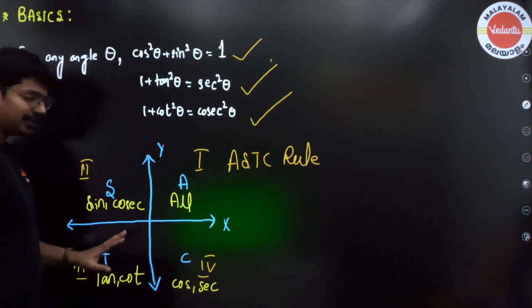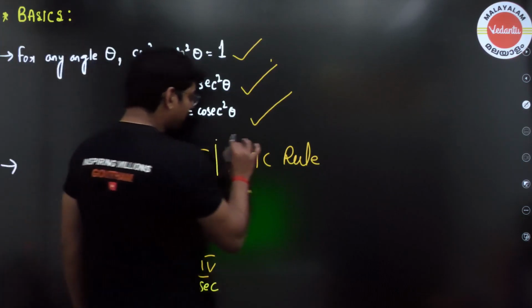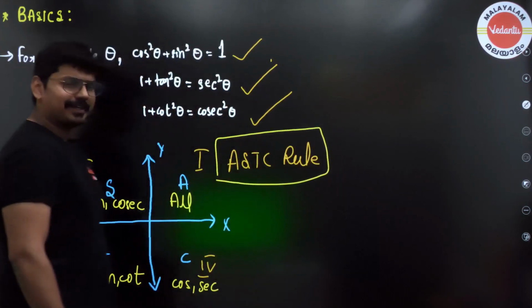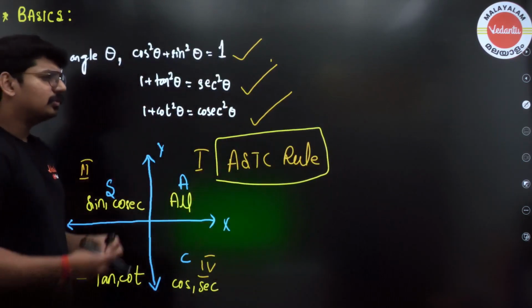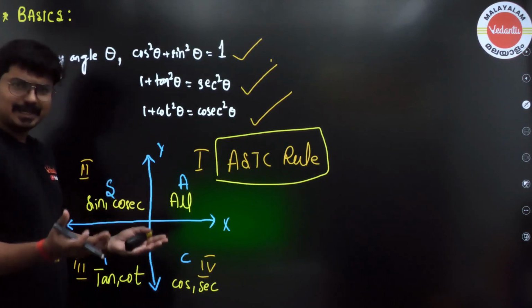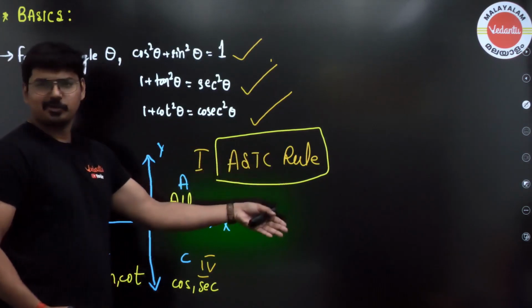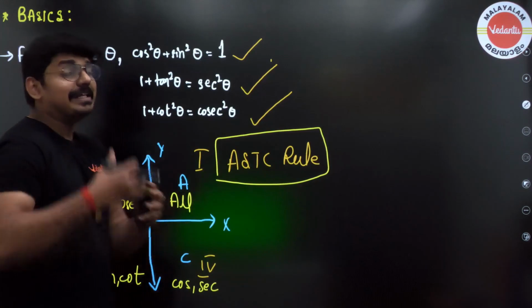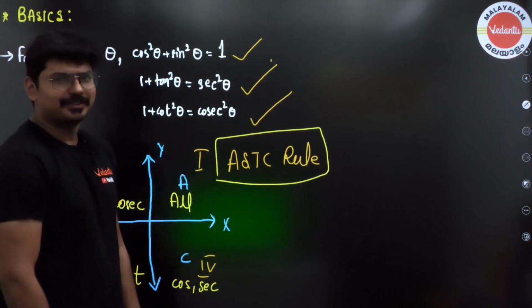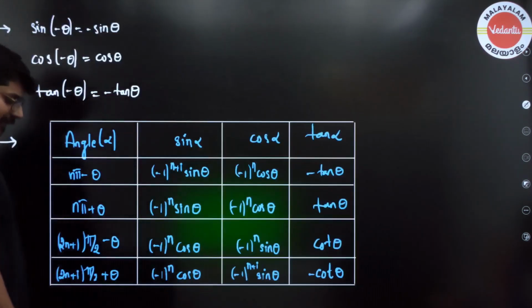So I hope this is clear for you. This is something called the ASTC rule. You can remember this rule through something like "All Silver Teacups" or "All Students Take Coffee." Whichever is easy for you to remember, just go ahead with it. Okay, so now let me go to the next slide.